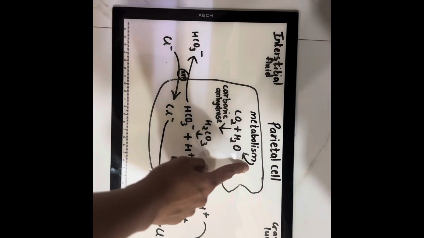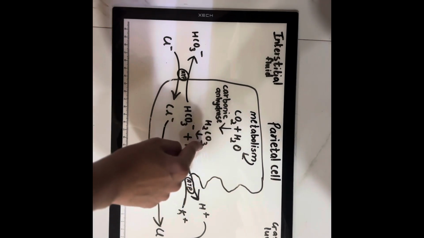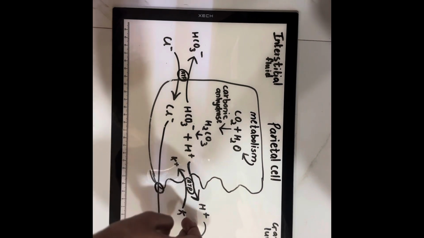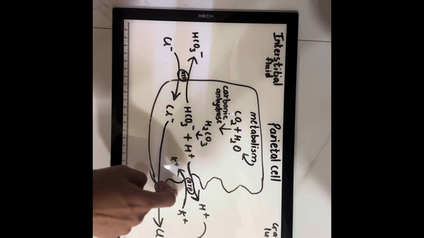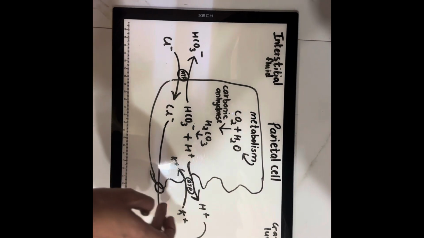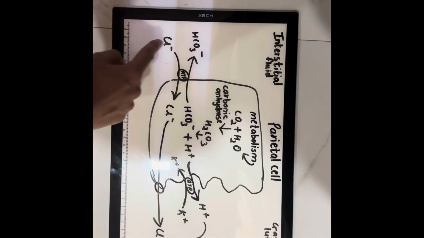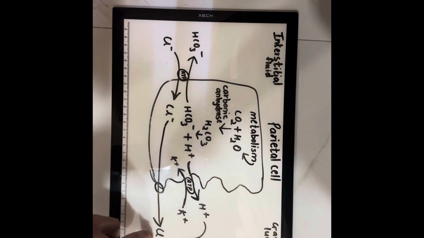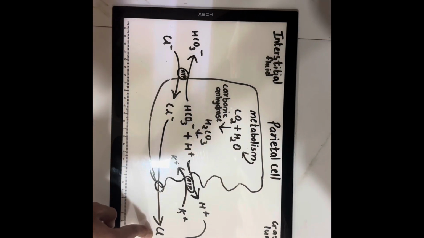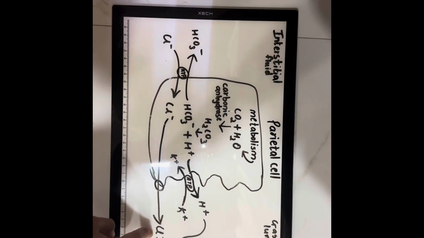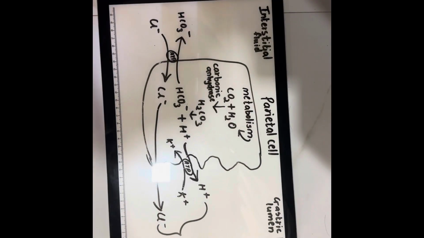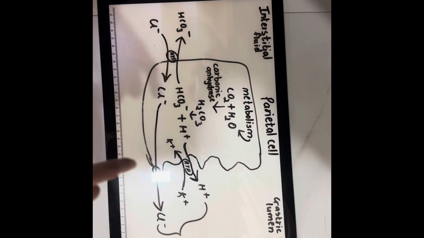So metabolism, CO2 and H2O, H2CO3, HCO3 and H plus. H plus goes out in exchange for K plus, primary active transport, H plus K plus ATPase pump, and bicarbonate goes into the interstitial fluid, chloride antiport and active transport. Chloride is forced into the lumen due to increased intracellular negativity, through chloride channels located on the apical membrane of the cell. So this is the brief process, please remember it properly.